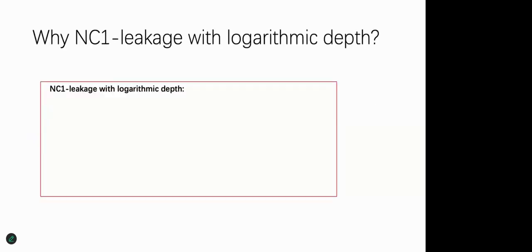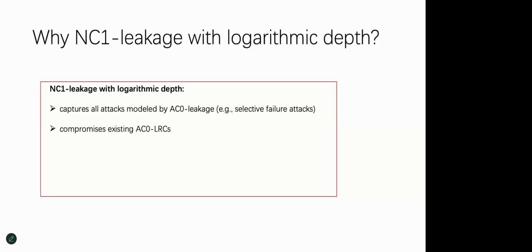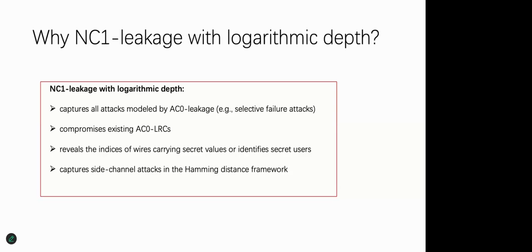Here we explain in more detail why we consider such a leakage class. At first, this leakage class captures all attacks modeled by AC0 leakage, such as the selective failure attacks, and it compromises all existing AC0 LRCs. Also, it can reveal the indices of wires carrying secret values or identify secret users, and it captures side-channel attacks in the high-mean distance framework. Finally, we know that NC1 captures polynomial leakage attacks with constrained memory.